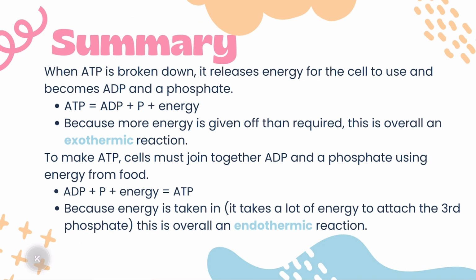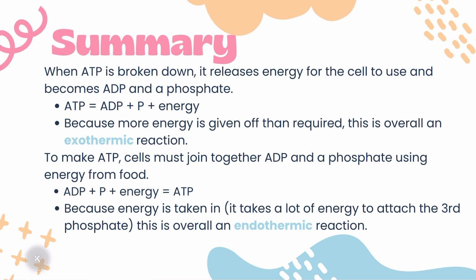So once again, a summary of this. When ATP is broken down, it releases energy for the cell to use and becomes ADP, and then you have that phosphate that was broken off. So in a chemical formula, you have ATP equals ADP plus a phosphate, which is the P, plus the released energy. Because more energy is given off than required, this is an overall exothermic reaction. Remember, exo means outside, and therm is energy, specifically heat energy. So this is where energy is being released outside of the molecule.